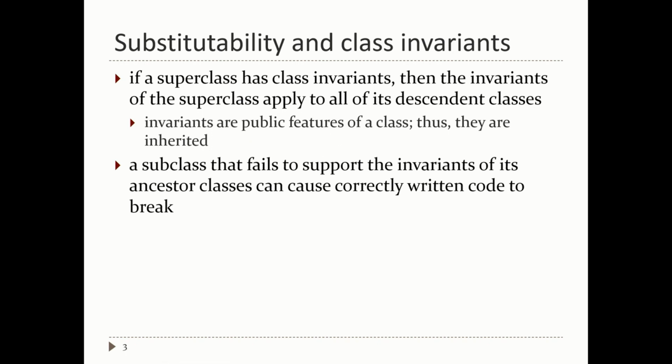The language, again, doesn't enforce it. But if your class has invariants, then your superclasses also have compatible invariants. So if your subclass fails to support the invariants of its ancestor classes, what's the implication? The implication is that code that somebody else wrote can break when you pass it one of your objects.